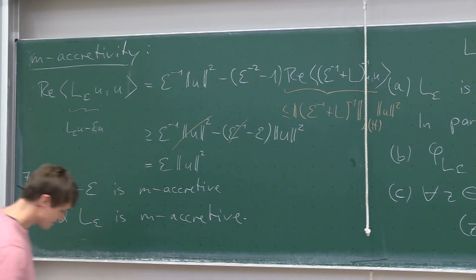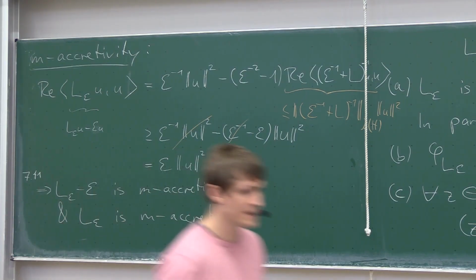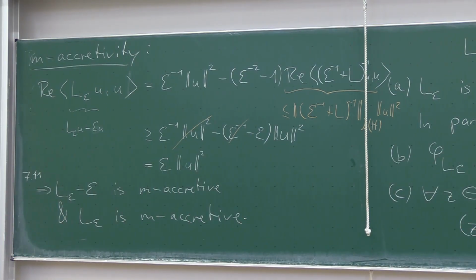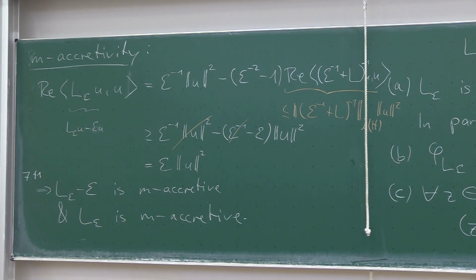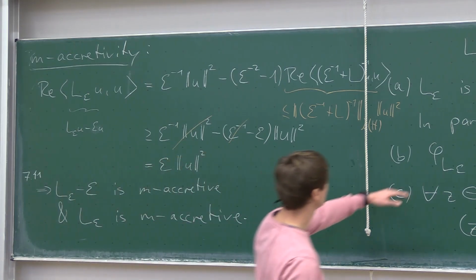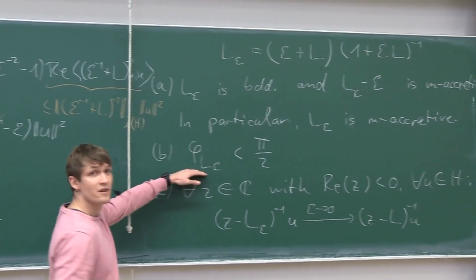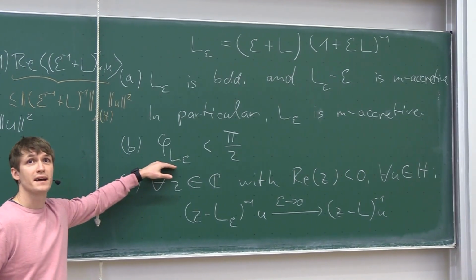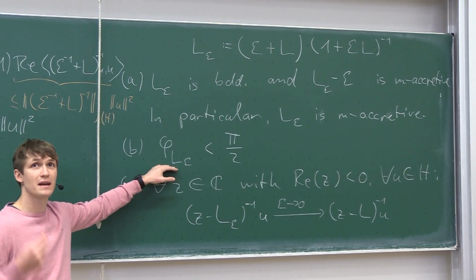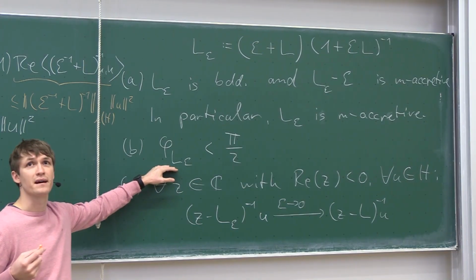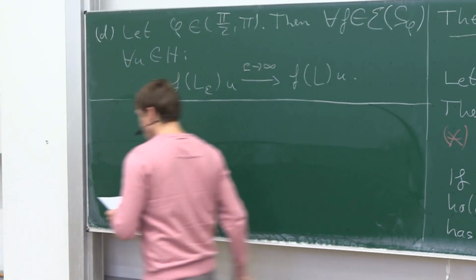All right. So this was the proof of part A. Let's consider part B. What is part B? It means that the angle of sectoriality of our operator L epsilon is even strictly less than pi over 2. We know now it's m-accretive, so it's sectorial of angle pi over 2, but it's even better. So let's now prove part B.